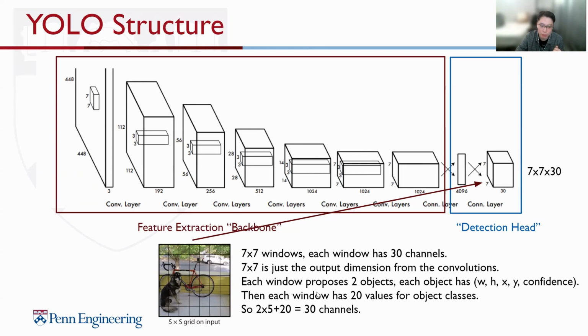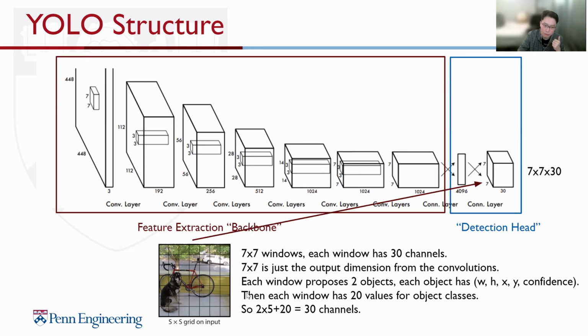So each window proposes 2 objects, and each object has 5 parameters. Each object means it's a detection, right? So for a bounding box, you need an XY position and width and height. You also need a confidence value. It is 1 when there is an object, and 0 when there is no object. And so there are 5 parameters for each bounding box.